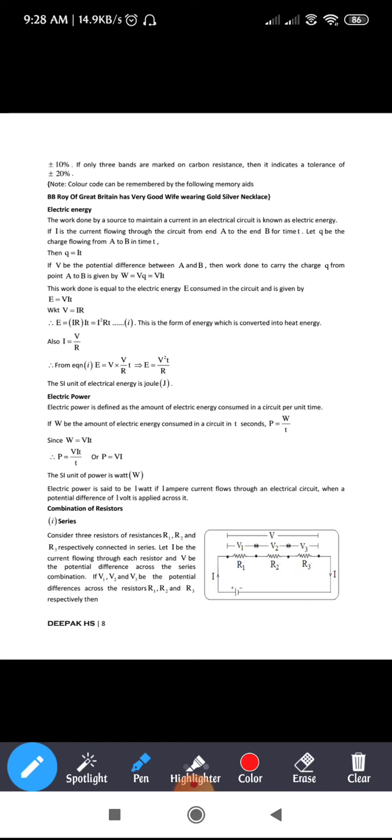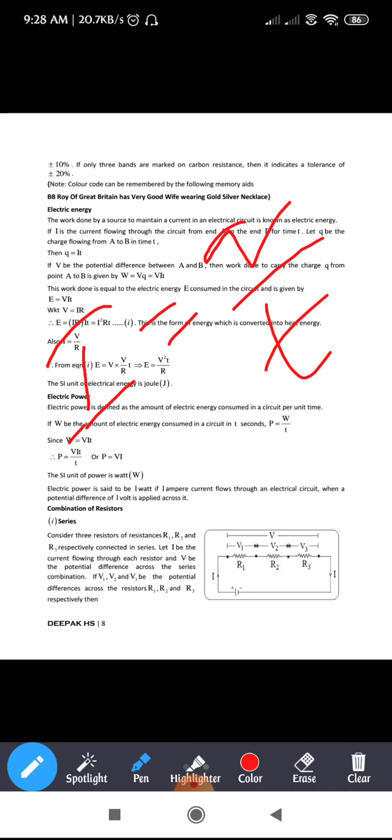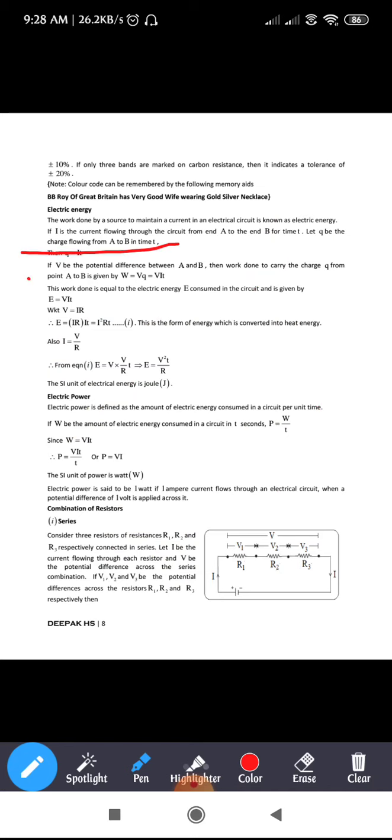Next, if I is the current flowing through the circuit from end A to end B in time t, let Q be the charge flowing from A to B in time t. So the charge is Q equals I times t. It is the equation of electric current: I equals Q by t, so Q equals I into t.